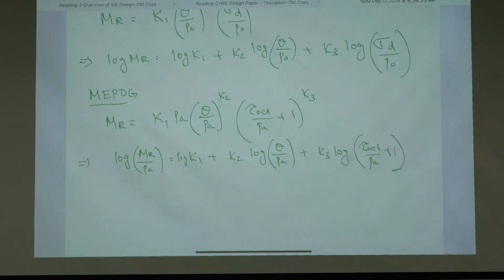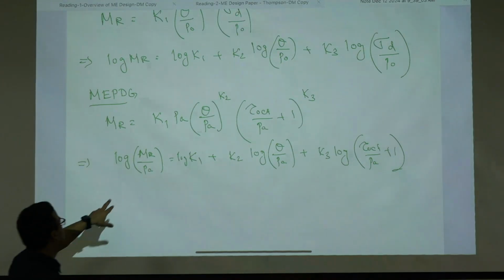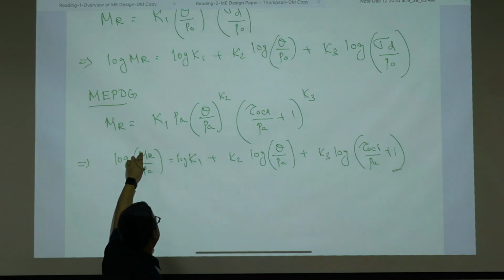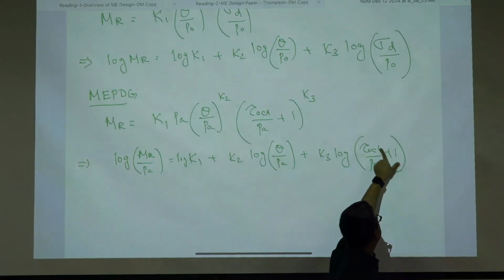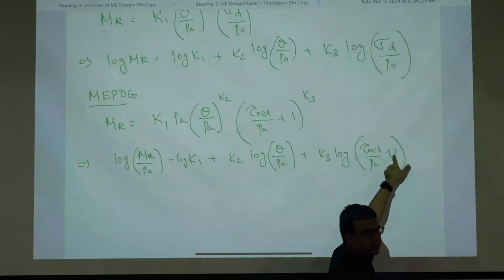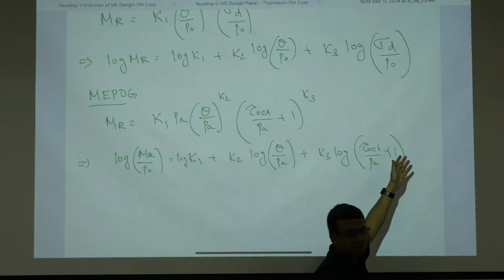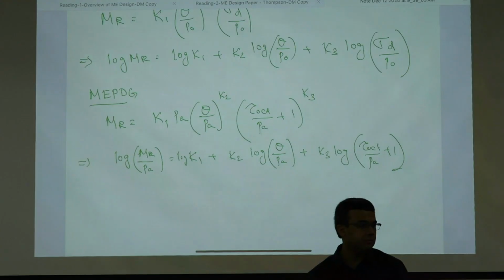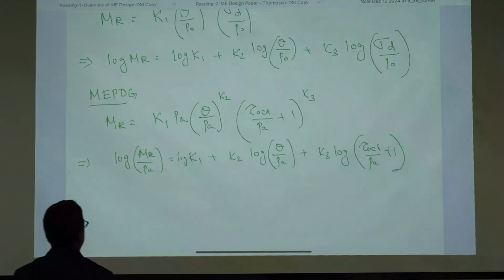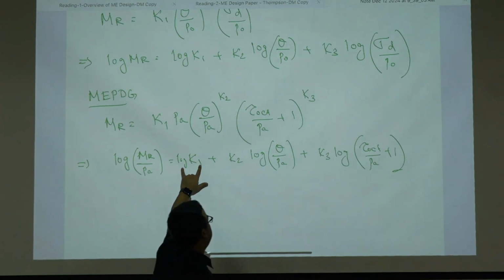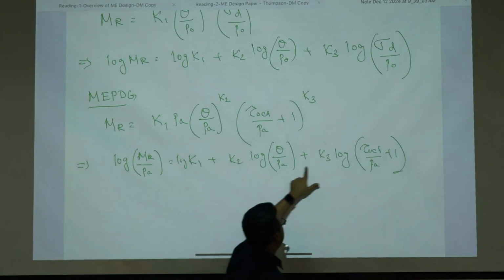Just have to determine this is the y variable, this is x1, this is x2. x2 is not a ratio anymore, it has a plus 1 in it as well. Just make sure you add it and you fit the model. Then you get your slopes. Again, intercept is log K1, not K1 directly. Slope number 1 is K2, slope number 2 is K3.